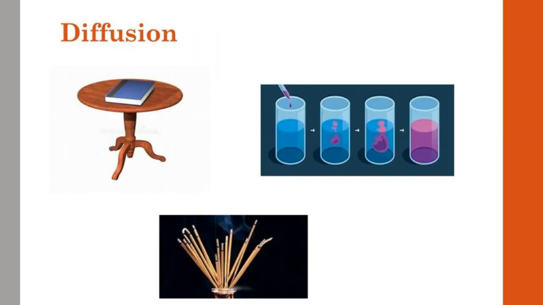Diffusion. Let us come to know about diffusion. Now, place a book on a table. Let it not be disturbed. Observe for 5 minutes. Now take a glass of water and add a drop of ink carefully at the center. Do not shake or stir. Now light an incense stick and keep it in one corner of the room. Let us answer the following questions.